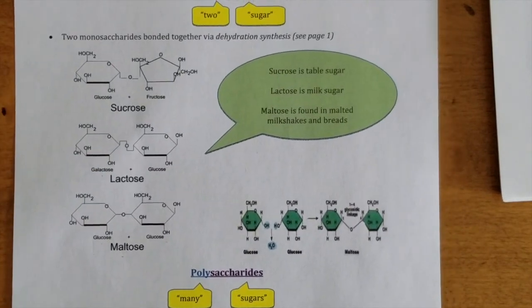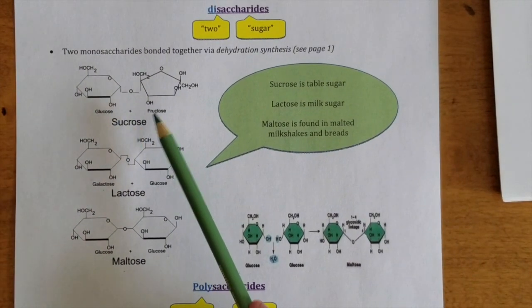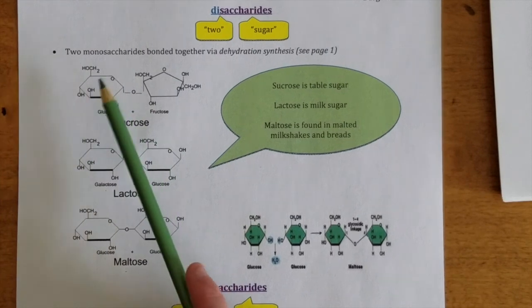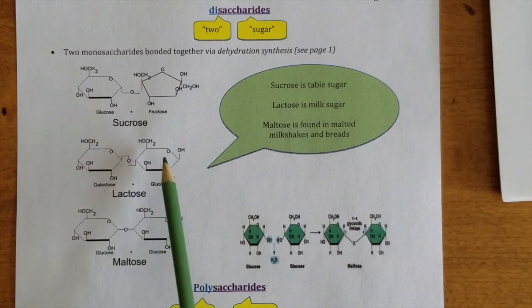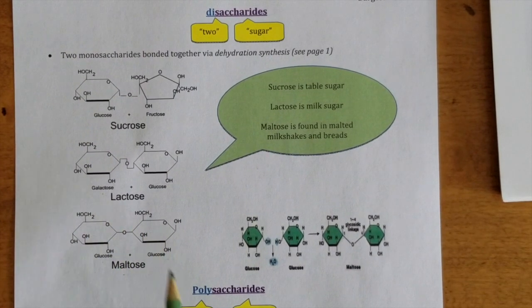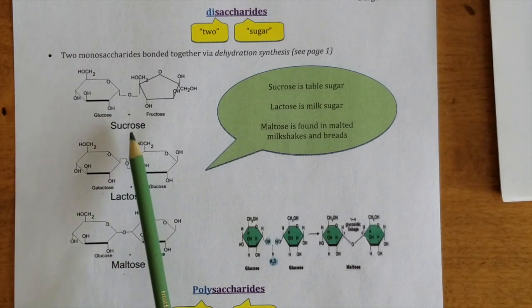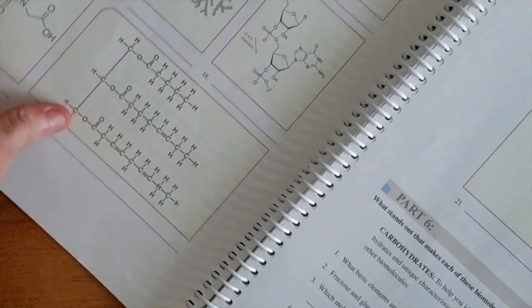So the 3 disaccharides that you guys need to know are sucrose, which is table sugar, which is composed of a glucose and a fructose. Then we have lactose, which is a milk sugar, which is composed of galactose and glucose. And then we have maltose, which is composed of 2 glucoses. Notice that we still have that OSE ending on all of these names. So let's look in your lab manual and see what we can find.